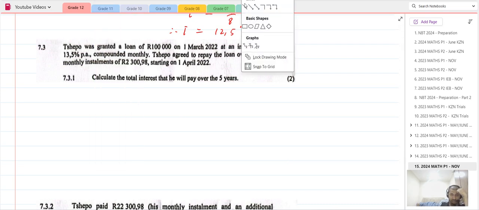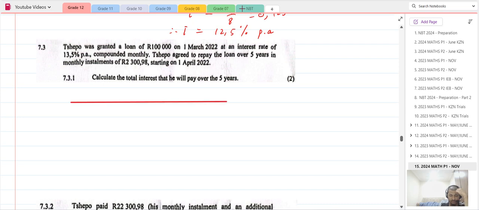So he was granted a loan at 0, which corresponds to this timeline here. Granted a loan of 100k at 0, and he started paying at this point. We have the value 1, we have the value there 2, and so on for 5 years, which is 60 months, right? 5 times 12. The loan is monthly and he's paying monthly installments, right? Calculate the total interest that he will pay over the 5 years.